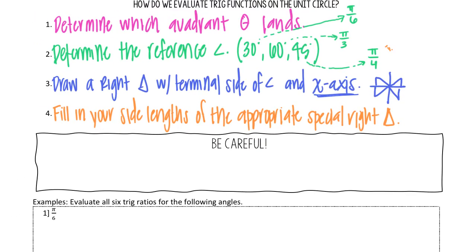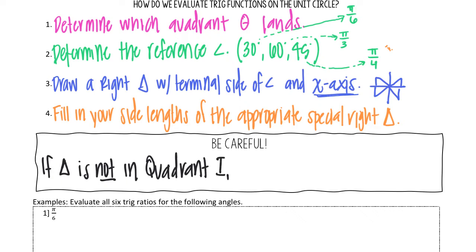Now, you have to be careful because in the first quadrant, all your legs and your hypotenuse are going to be positive. Once you move out of the first quadrant, because it's on the coordinate plane, your legs can be negative. So if you go left on the coordinate plane or down on the coordinate plane, you're going to have negative side lengths. So if your triangle is not in quadrant 1, you will have negative legs. And we will practice this a lot.